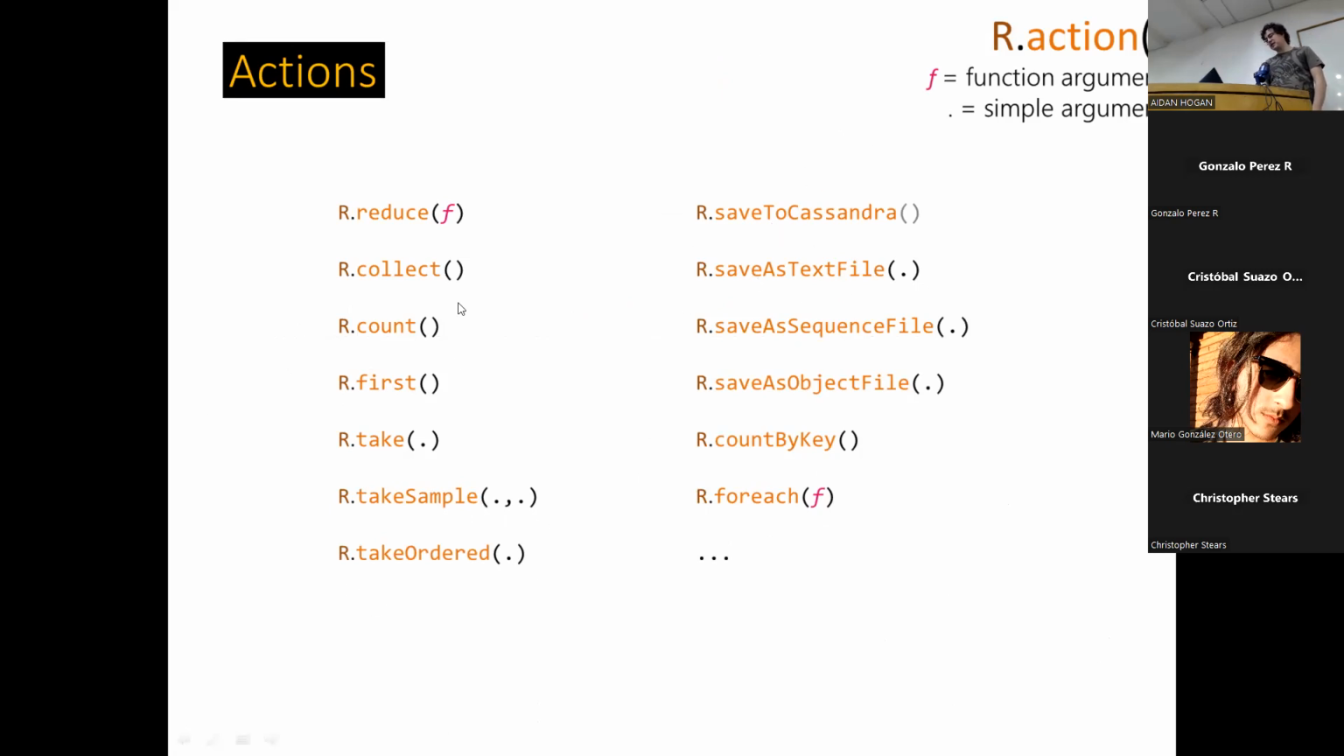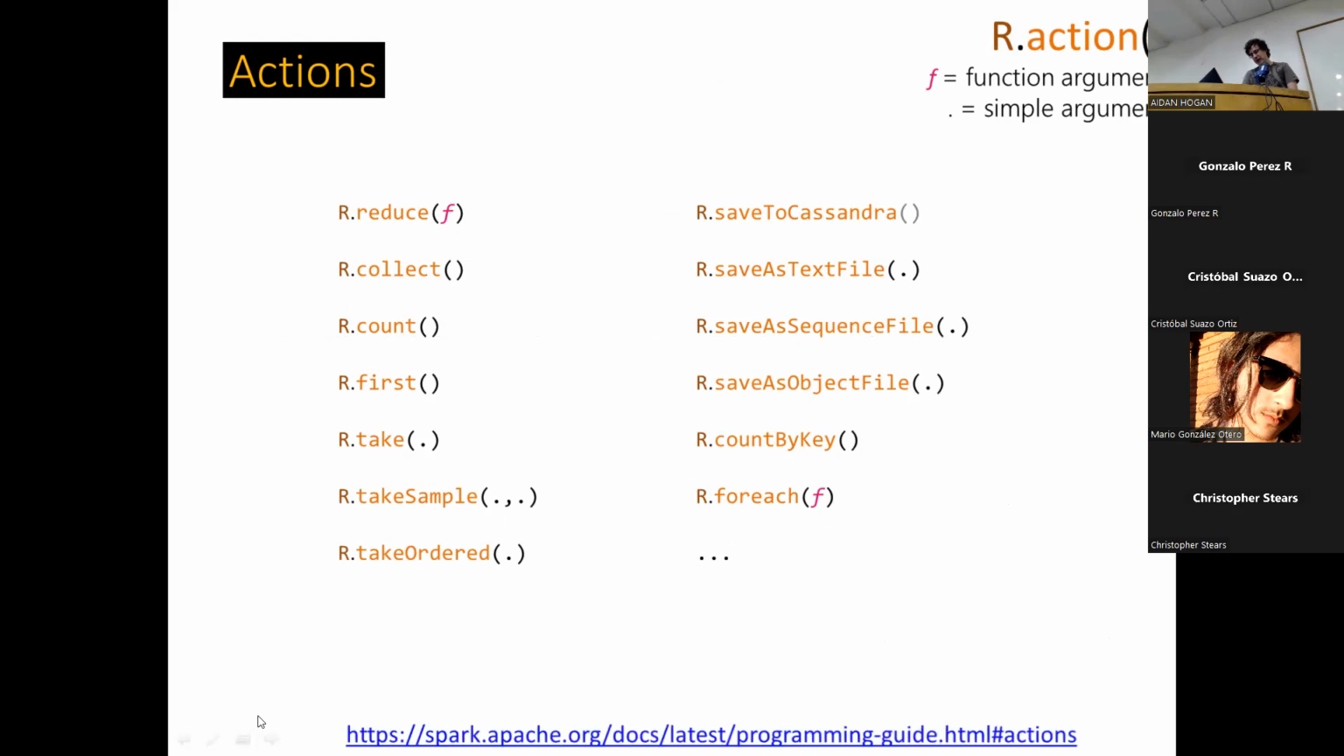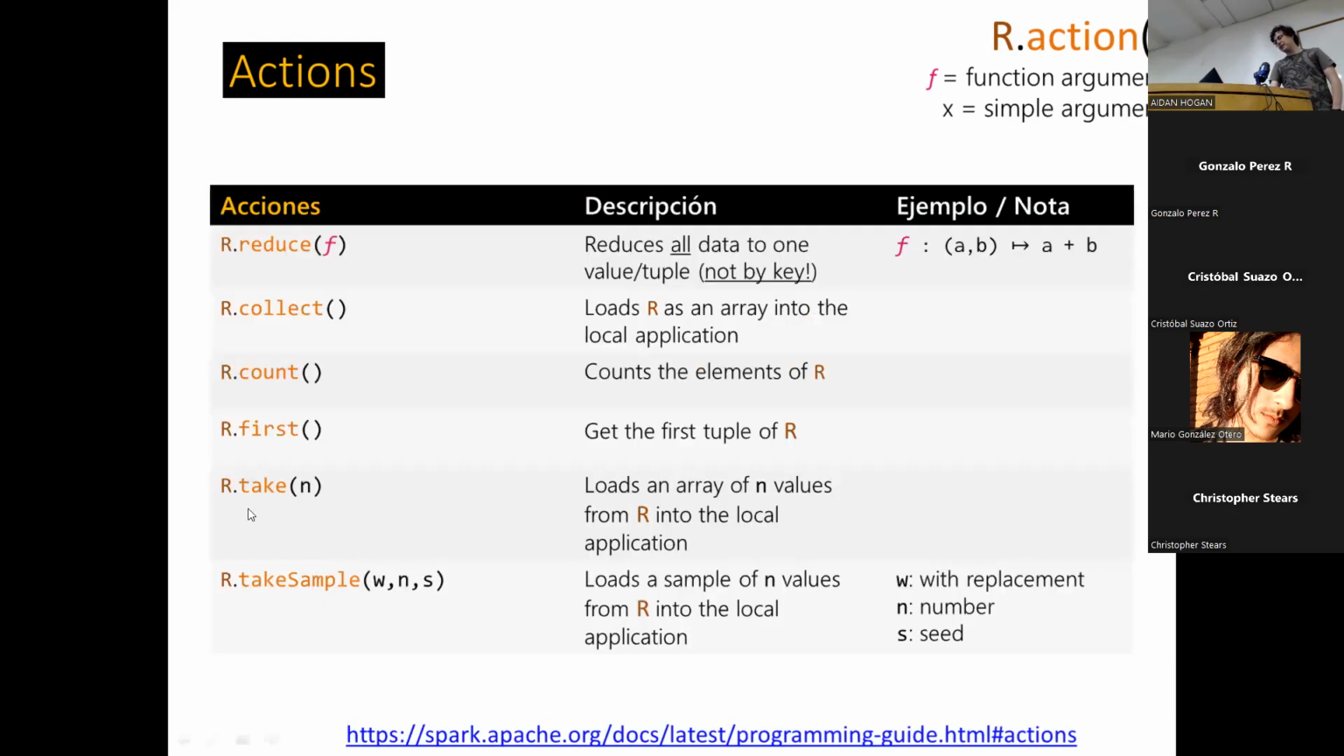We have some sort of output value. So we take some sample or we read some output to our laptop or notebook. You can see some more actions here, to go through briefly. So we have a reduce action.